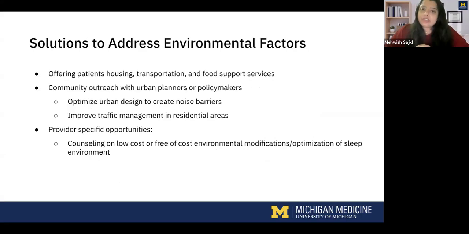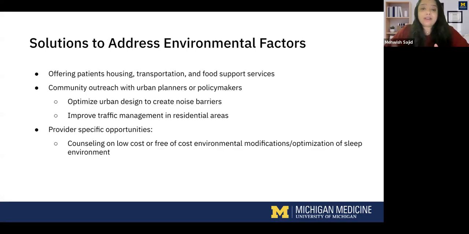And then looking at solutions to potentially address these, patients are able to access, if they have the resources, housing, transportation, or food support services, having community outreach with urban planners or policymakers, and in that realm we can try to optimize urban design, see if we can create noise barriers, especially in places that might be overcrowded, and seeing if we can improve traffic management in residential areas to address some of that noise pollution as well.